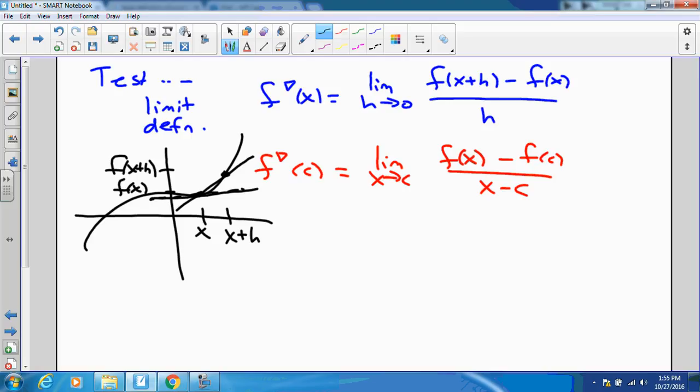Where's the difference between the secant line and the tangent line? The tangent line touches the curve at one point and goes in the direction of the curve. The secant line connects 2 points on the curve.